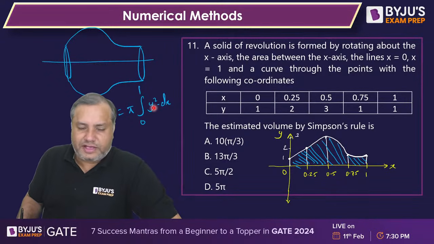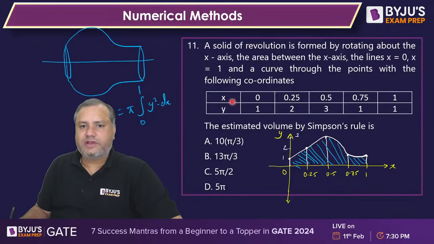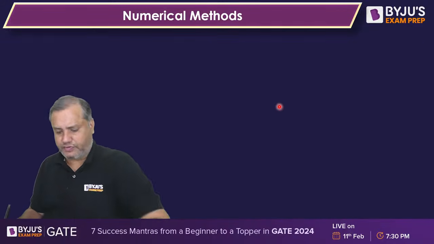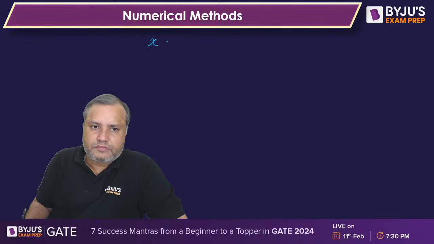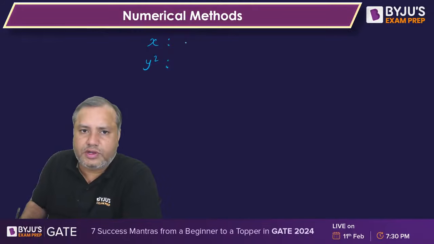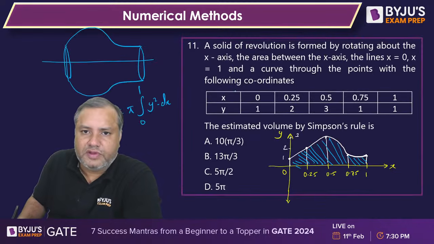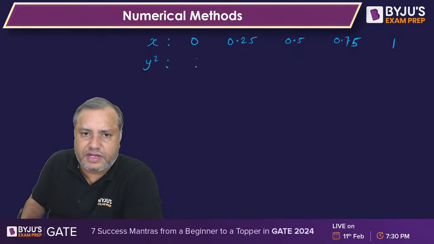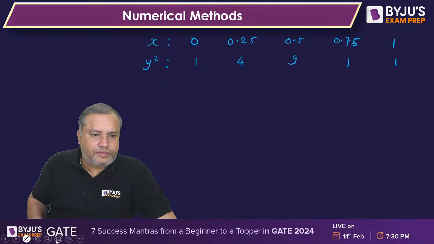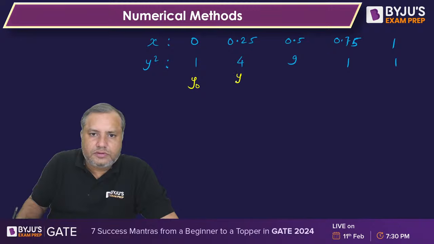But we need the value of y square. So students, from these values of x and y, we need to first find out y square. Values of x are 0, 0.25, 0.5, 0.75, and 1. Values of y are 1, 2, 3, 2, 1. Square it. I have squared the values of y. Now, this is y0, y1, y2, y3, and y4.